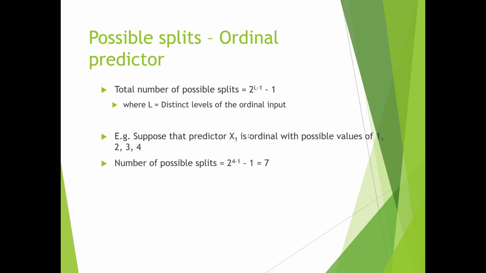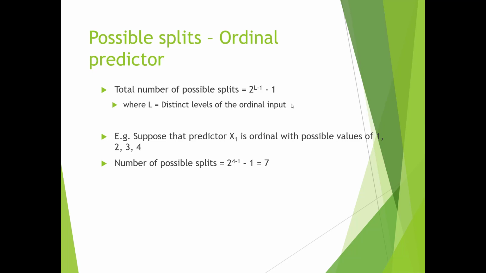Okay, so here is an example. Suppose you have an ordinal predictor. Ordinal predictor means it's categorical, but it has an order. So if you have an ordinal predictor, and you have L possible values, L distinct values, then 2 to the power of L minus 1 is the number of ways in which you can split.